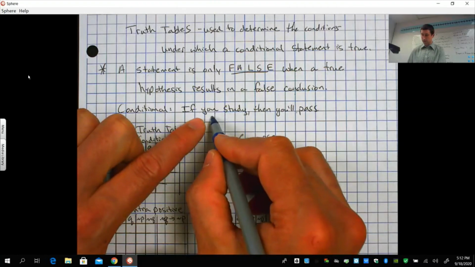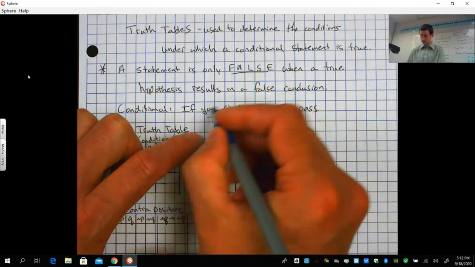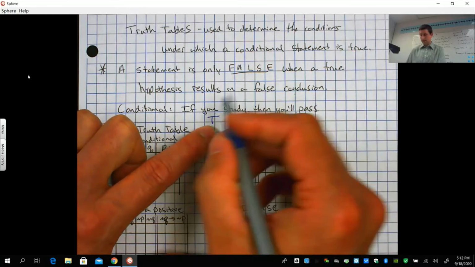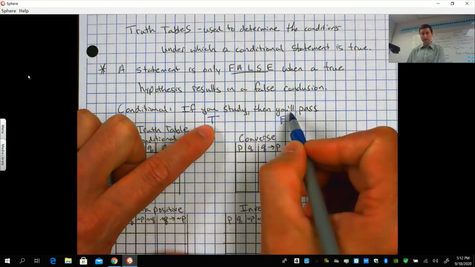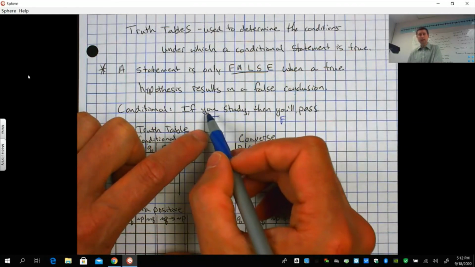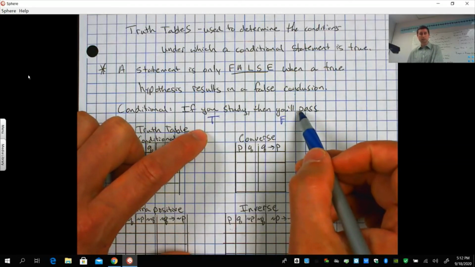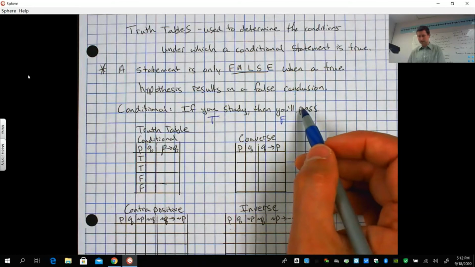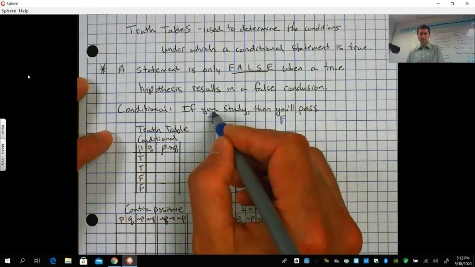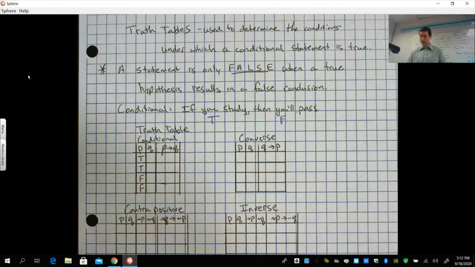So if a true hypothesis results in a false conclusion, then you have a false statement. Now, if you did not study and you still passed, I can't make a conclusion. I'm going to call that true. So if the hypothesis doesn't happen, we can't make any conclusion about this whole thing, and we call it a true statement. That's one of the weird things here: if the hypothesis is false, the whole thing is going to be considered true because this did not happen. Okay? The example we talked about earlier is if you buy a dog, then I'll buy food.